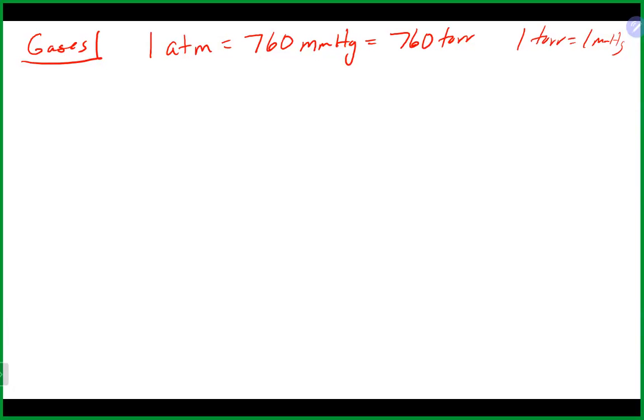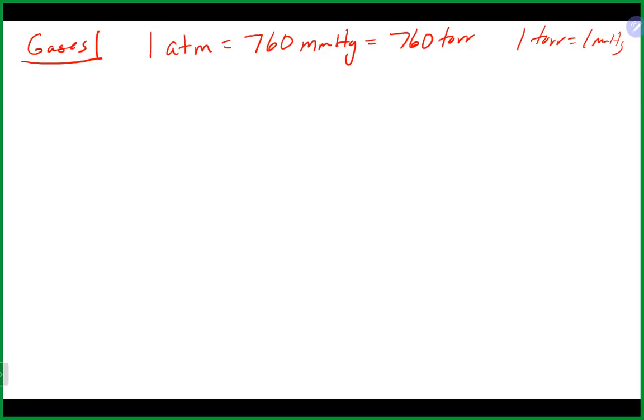There are other units, but these are really the main ones. And that 760 number is important, as that is the number we use to convert between the different units. So if you have atmospheres and want millimeters of mercury or torr, you're going to multiply by 760. And if you have either millimeters of mercury or torr, you're going to divide by 760 to get to atmospheres.